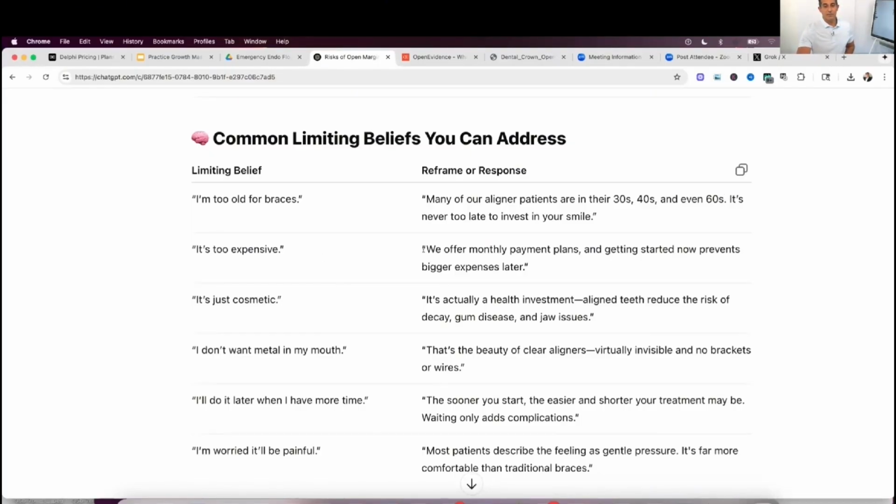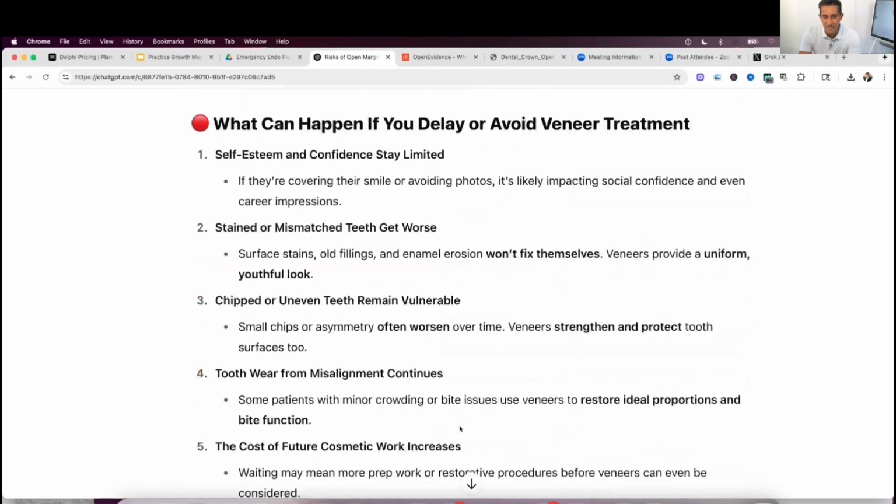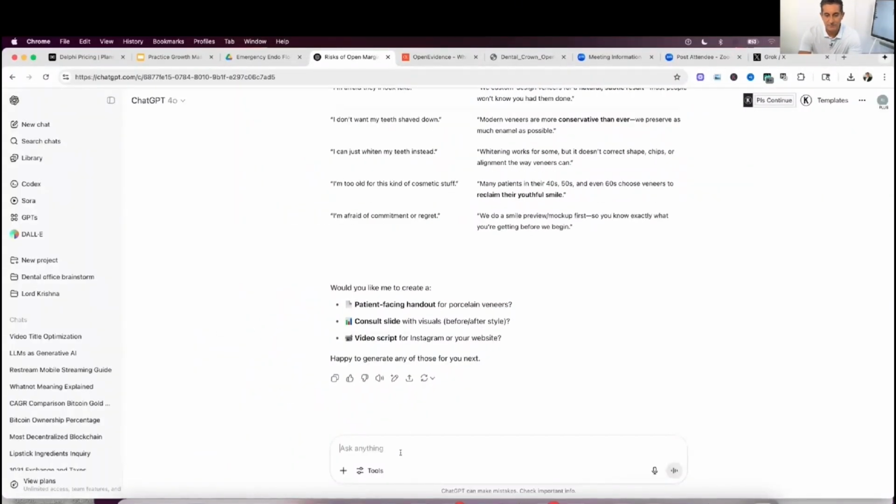Maybe it's too expensive. Now, this is giving me the outcome or the response, but we've also learned some questions to ask, right? So here's what I'm going to do. Common limiting beliefs you can address. I'm going to ask it for the clear aligner limiting beliefs. Can you give me some powerful questions to ask the patient that would help guide them to think past their limiting beliefs?